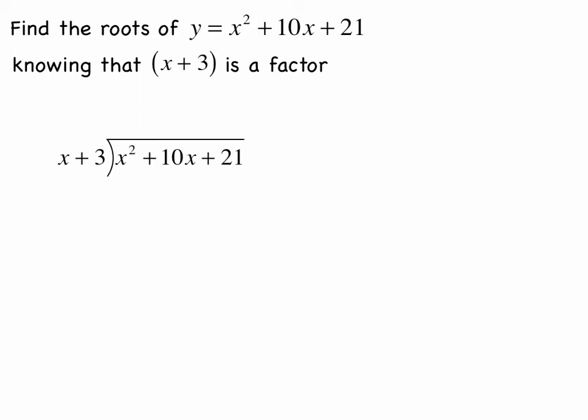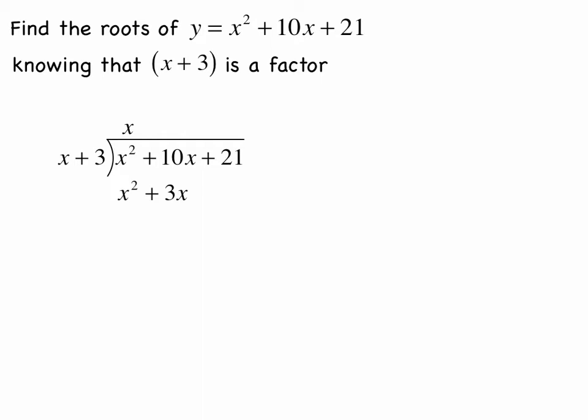So here's how we set it up. X squared plus 10x plus 21 divided by x plus 3. We take the first number x squared and divide it by x and put our answer above, which is x. Now we're going to multiply this back. X times x plus 3 is x squared plus 3x.